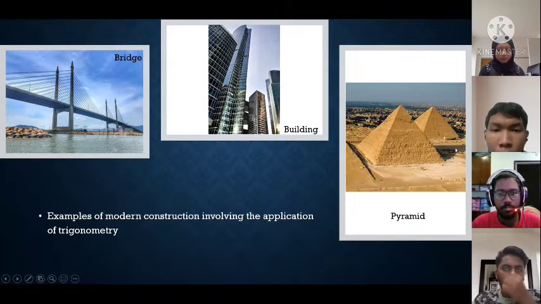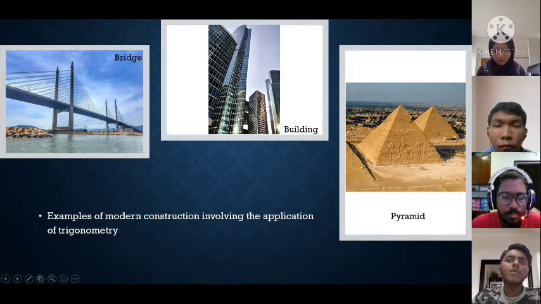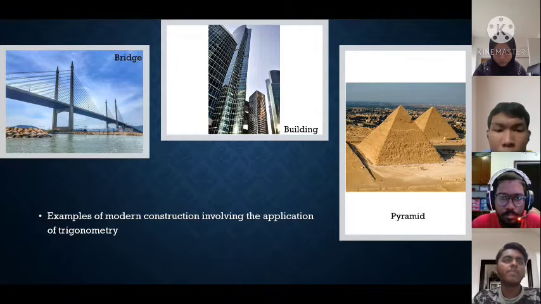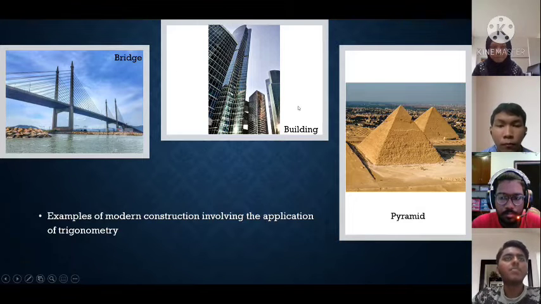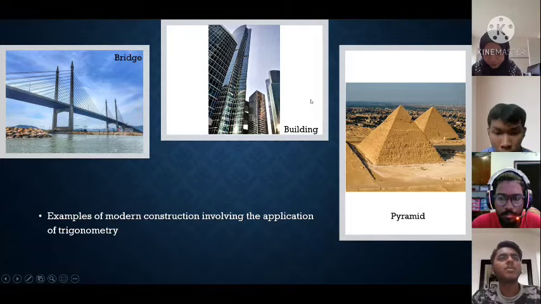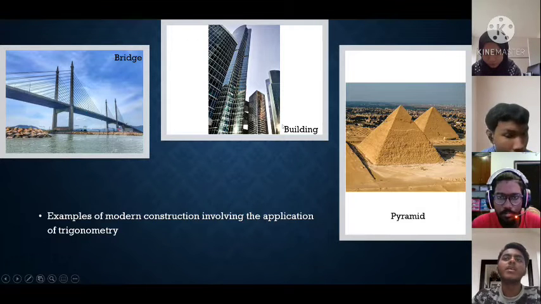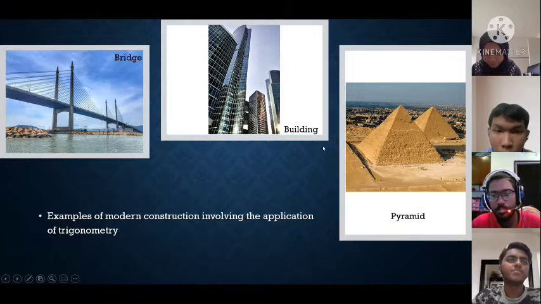Example of modern construction involving the application of trigonometry. The examples of construction nowadays are bridges, buildings and pyramids.